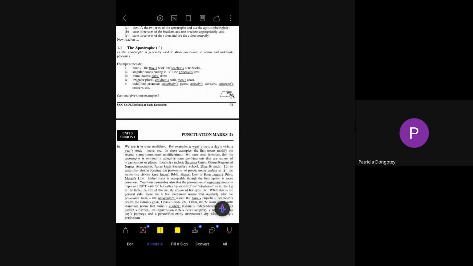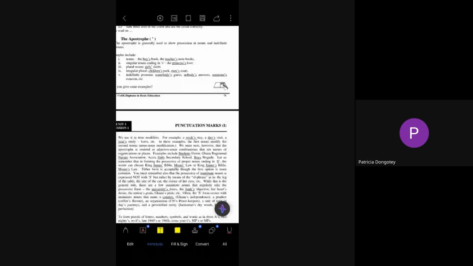And we have the irregular forms, the plural form of the irregular ones, like the children's pack, the men's coat. So that is the irregular form when it changes that way. And we have the indefinite pronoun. It is there: somebody's guess, nobody's answers, someone's concerns. So in this case, you bring the apostrophe and you bring your S. When you are writing the possessive form of it, there should be an apostrophe to that.